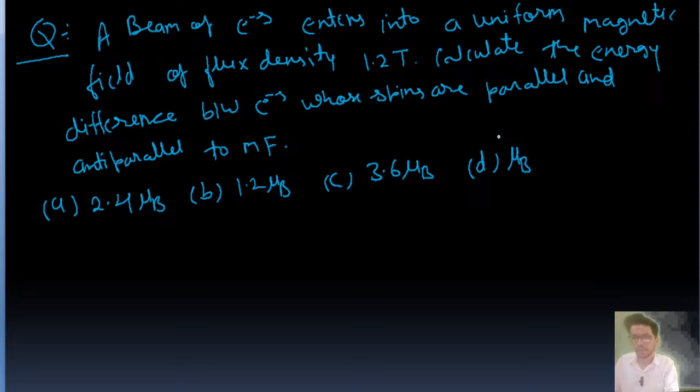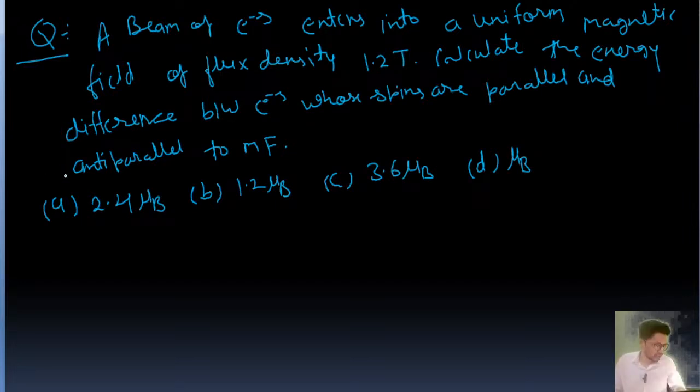So the question is: a beam of electrons enters into a uniform magnetic field of flux density 1.2 Tesla. The beam of electrons is entering the uniform magnetic field, whose flux density is given as 1.2 Tesla. Calculate the energy difference between electrons whose spins are parallel and anti-parallel to the magnetic field. So we need to find the energy difference. Some are parallel and some are anti-parallel to the magnetic field. Very good question.